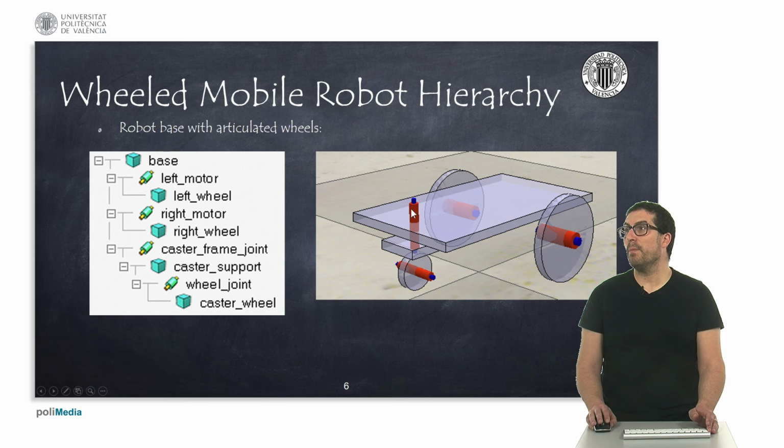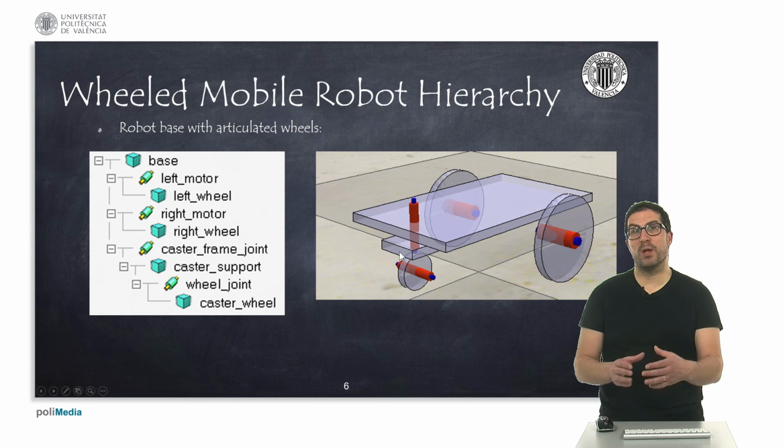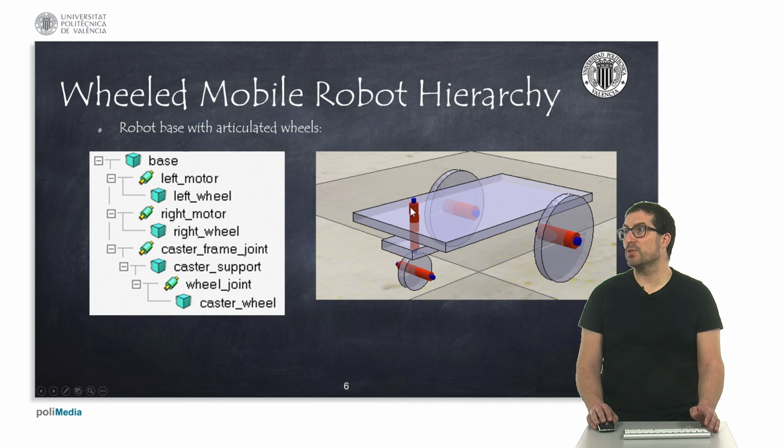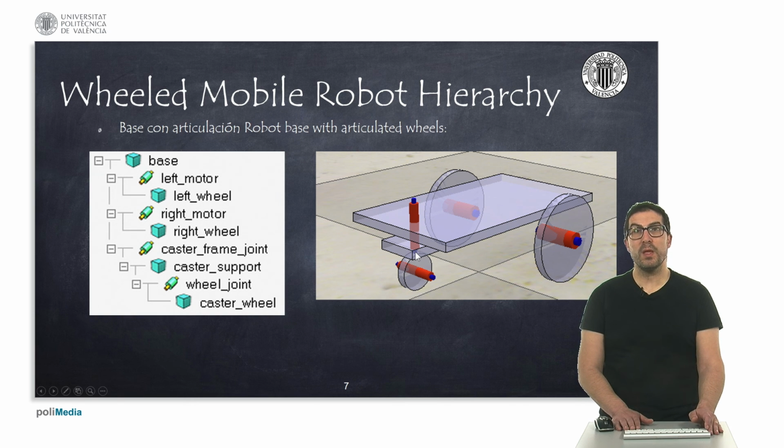We can model this wheel by adding a vertical joint here, which corresponds to this joint, the caster support, which will rotate freely based on the orientation of this joint, and another horizontal joint with a wheel that will be the one in contact with the ground. Although we don't show it here, if our robot includes sensors, for instance, they will be children of the robot base or of any other object that is a child of the base.